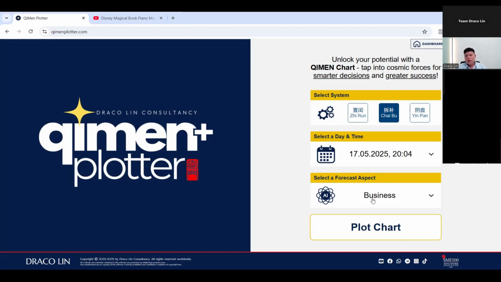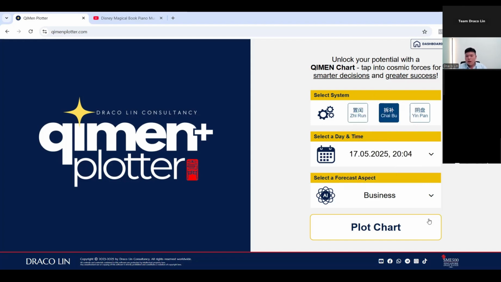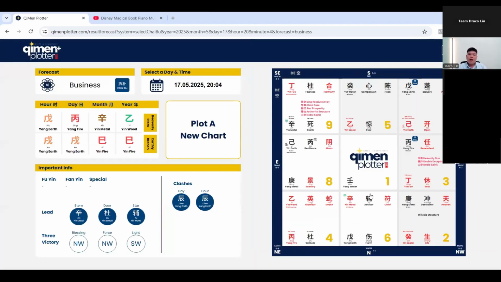And the most important thing is aspects. What aspects you want to focus on. This is also very important. Let's say you want to talk about business and you plot the chart. That's where you get a chart. So you get a chart here. Just now I talked about Fan Yin and Fu Yin. This is a special info. Apparently this one you don't have it. You have the lead stars, lead stem, and lead doors. And the 3 victory. So this one here is the 3 victory dates.